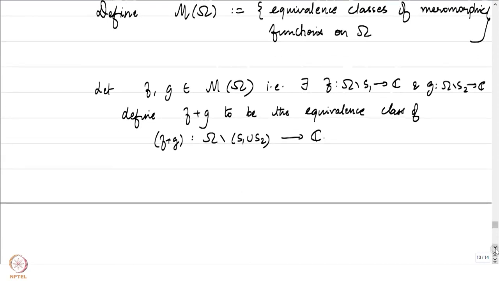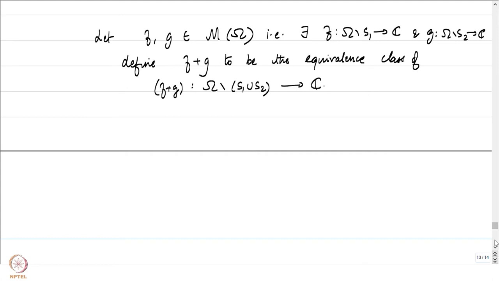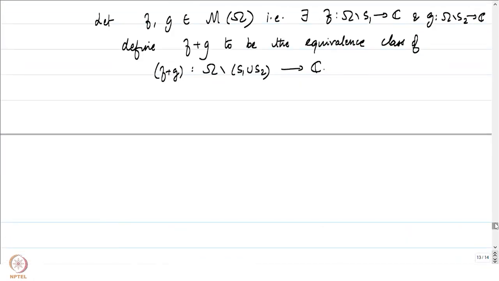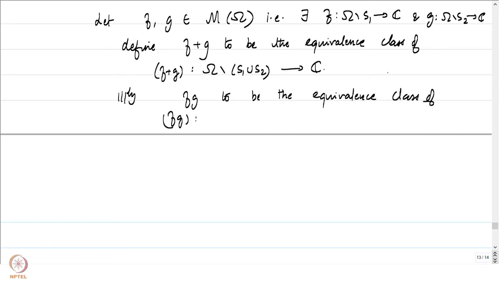There are a few checks to be done here. The first check is that f plus g is indeed a meromorphic function, and secondly, that this definition is well defined. I will not indulge in proving them; they are quite straightforward. It is easy to see that the sum of these equivalence classes is well defined. Similarly, we could define f times g to be the equivalence class of the function where f plus g basically means f of z plus g of z. So, the standard addition of functions: f plus g of z is equal to f of z plus g of z.